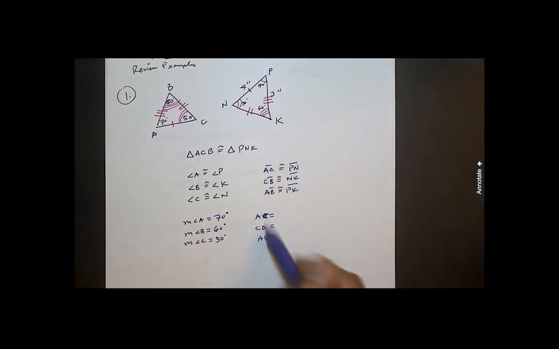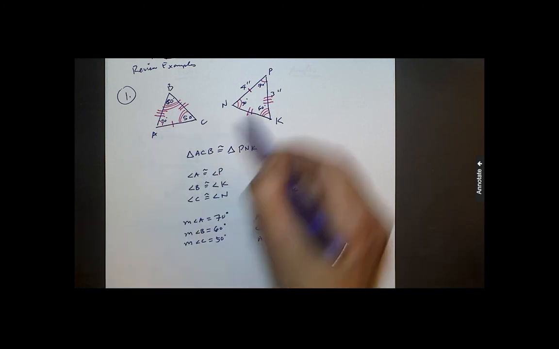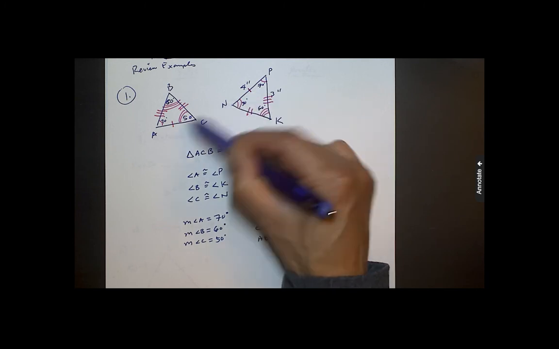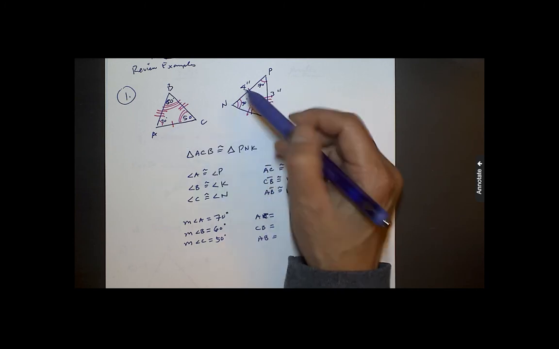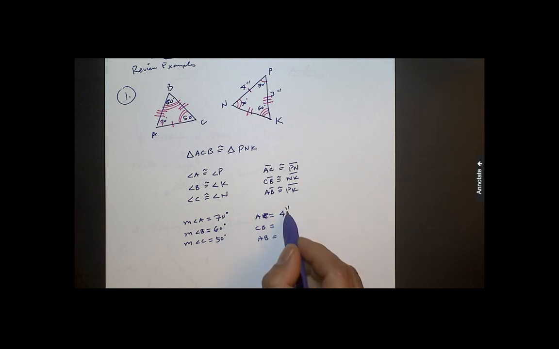And then finally, let's find all three of these sides. Okay, so side AC. Side AC has one congruence mark, so it's congruent to this side that has one congruence mark. So its length has to be equal to that length. So that is 4 inches. Don't forget your units.